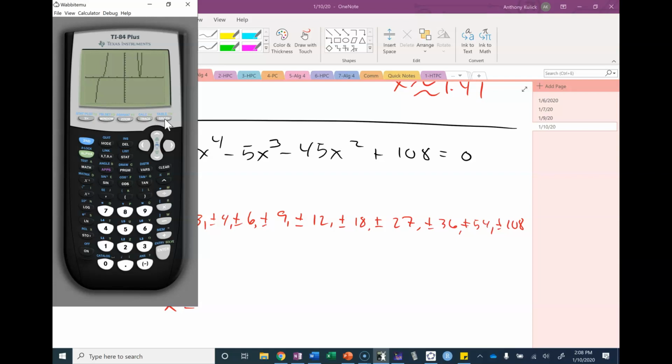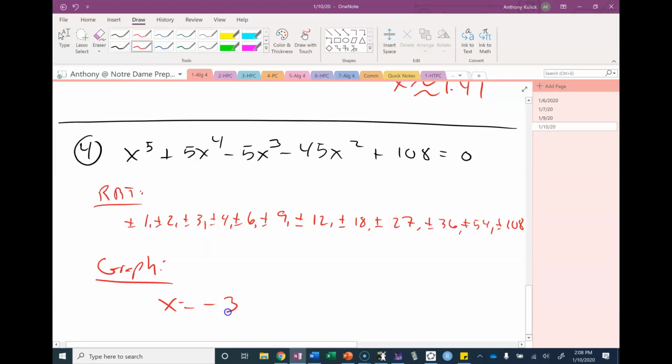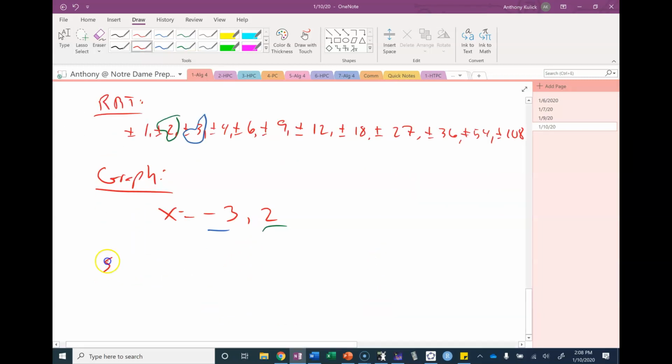All right. So what 2 x-intercepts do you guys see? Yeah, 2 and -3. I agree. Okay. If I look at my list, both of them are there, right? So both would be good candidates to start my synthetic division with. Which one do you want to start with? -3, sure.